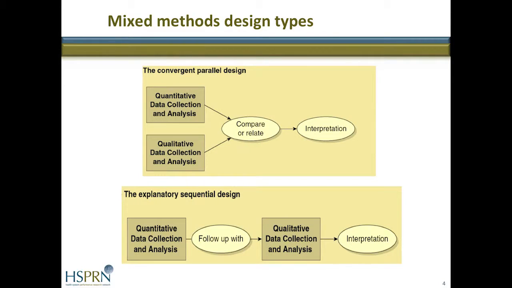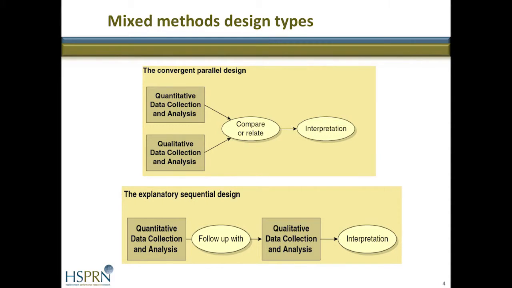There are several types of mixed method design, including the convergent parallel design, when the researcher collects and analyzes both qualitative and quantitative data during the same phase of the research process and then merges the results into an overall interpretation. The purpose of this study design is to obtain different but complementary data on the same topic.